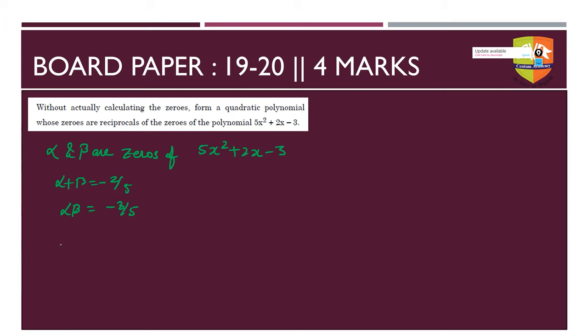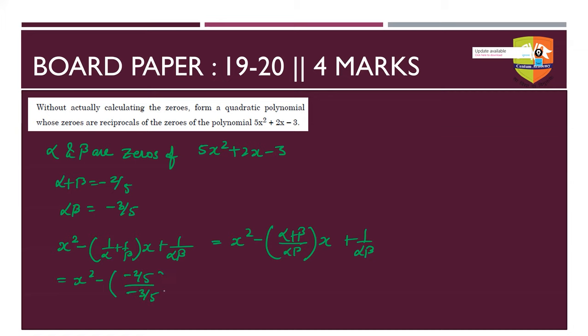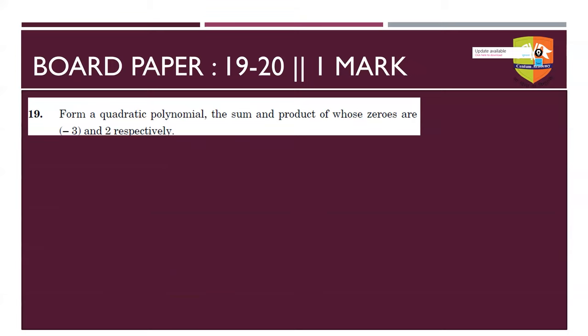So the quadratic polynomial required will be x square minus 1 upon alpha plus 1 upon beta times x plus 1 upon alpha beta. Right? This is nothing but x square minus alpha plus beta by alpha beta, x plus 1 upon alpha beta, which is nothing but x square minus alpha plus beta is minus 2 upon 5 divided by alpha beta is minus 3 upon 5 times x plus 1 upon alpha beta is minus 3 upon 5, which is equal to x square minus 2 by 3 x minus 5 by 3. Did you all get this part? So this is nothing but 3x squared minus 2x minus 5 by 3, right? Okay, 4 marks. This is easy, quick.